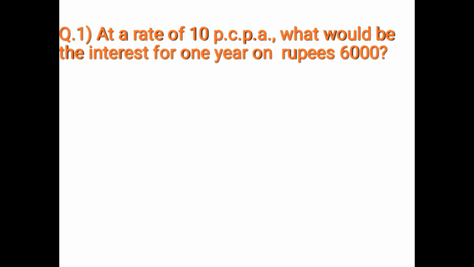Rate of interest means percent interest. Then principal is given, rupees 6,000. Principal means the money deposited in a bank, that is principal. So now let's start. Now I will teach you both the methods. Which method is easy for you? You can do any one method, students.